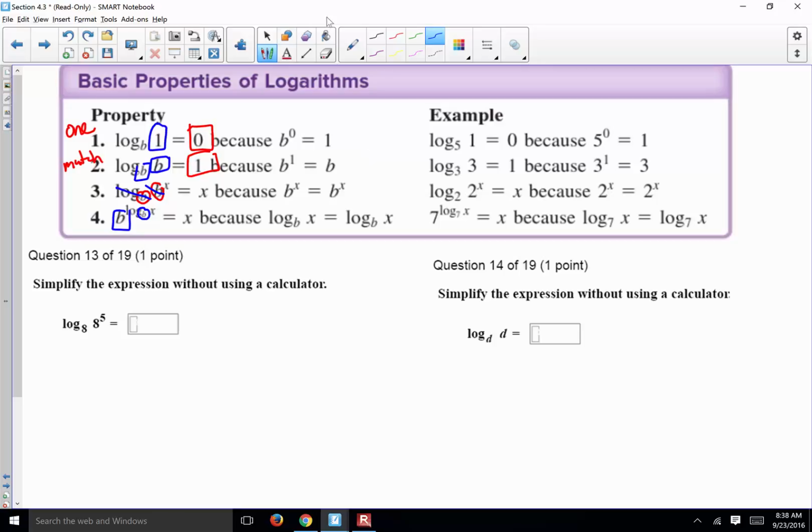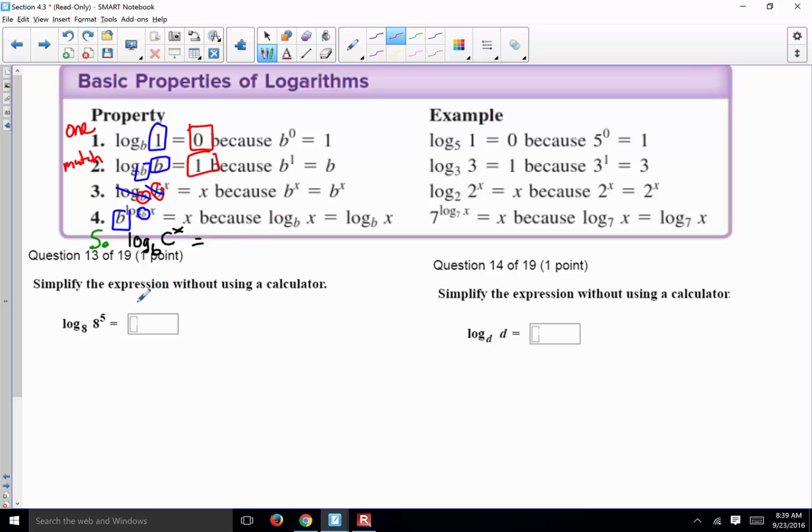Alright, I want to add a fifth property here. Please write this down as well. What if you have a logarithm b of c to the x? Again, logarithm with base b, but you have an exponential that has c as a base and x as a power. Do you know the trick with this one? Can I cancel these and say it's x? Can I? No, because b and c are different. I can't cancel.